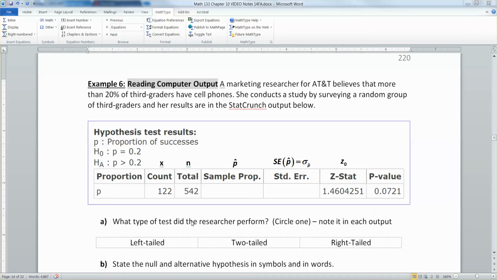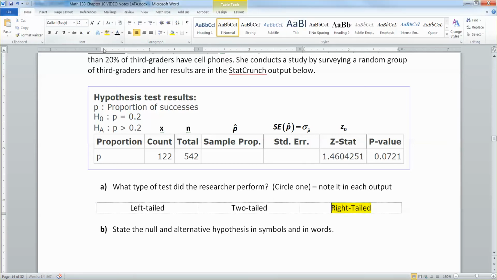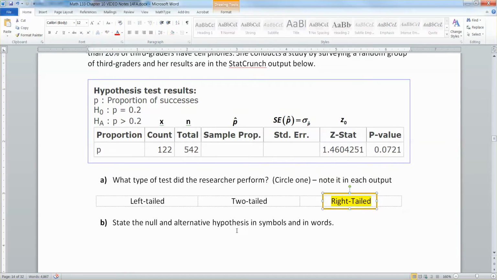Z0 is my test statistic, and p-value is the one thing I don't have to label because it's already well labeled for me. Let's figure out what type of test this researcher performed. This is a right-tailed test, because it's a greater than symbol.